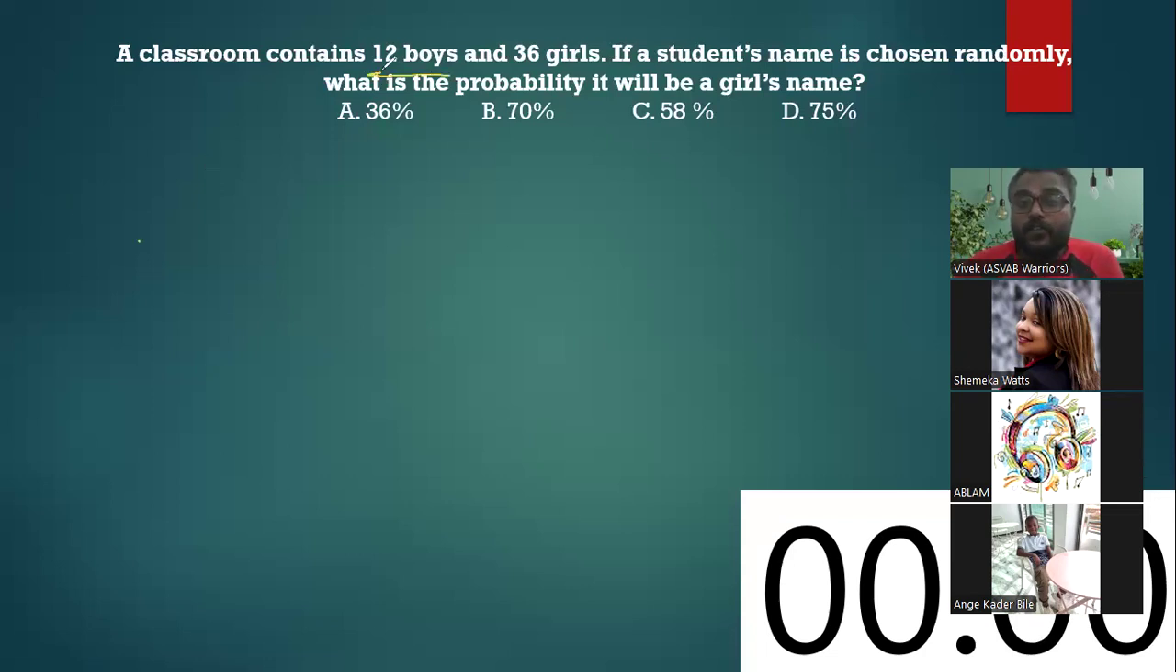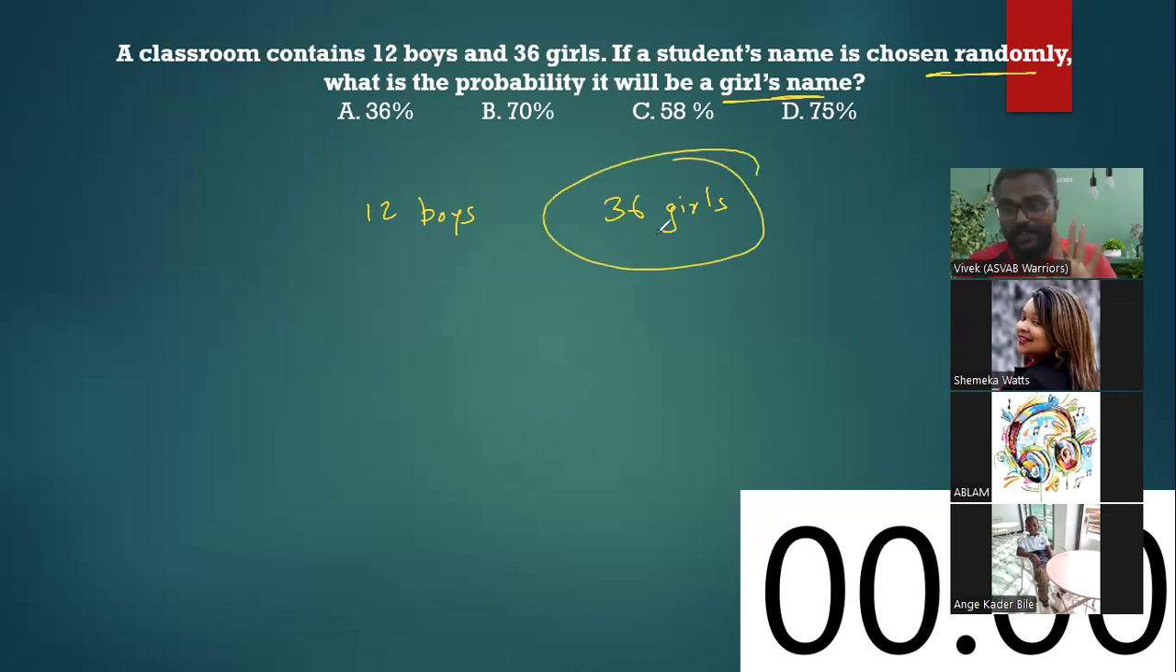A classroom contains 12 boys and 36 girls. So 12 boys and 36 girls. If a student's name is chosen randomly, what is the probability that it will be a girl's name? Now, what is the event that is favorable? It should be a girl's name. It should be a girl, basically. So, can I write this favorable events as 36? 36 over 48. Yeah. And what would you give?